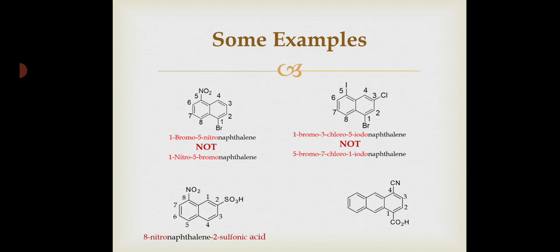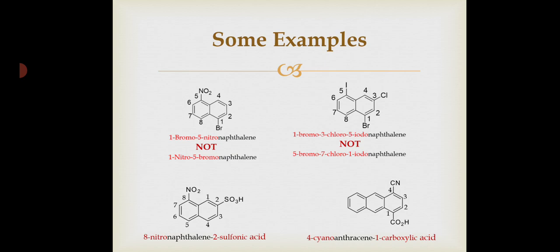Now, while naming, though cyano group is a principal functional group, in presence of carboxylic acid group, the name cyano will come as a prefix and carboxylic acid group will come as a suffix. So what is the name of this compound? The name of the compound is 4-cyanoanthracene-1-carboxylic acid.